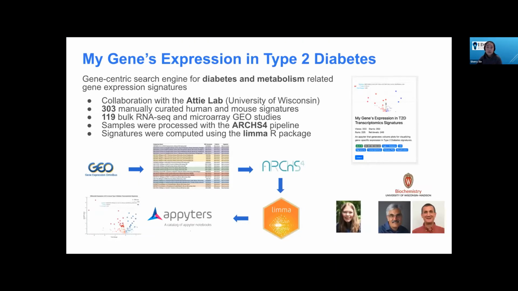So the first Appyter is the Type 2 Diabetes Appyter, or the T2D Appyter, which I will call it for short. And this allows users to query a single gene against a database of diabetes and metabolism-related gene expression signatures.